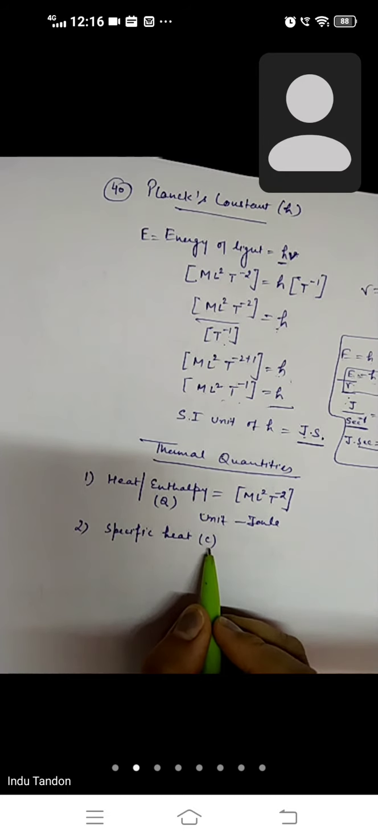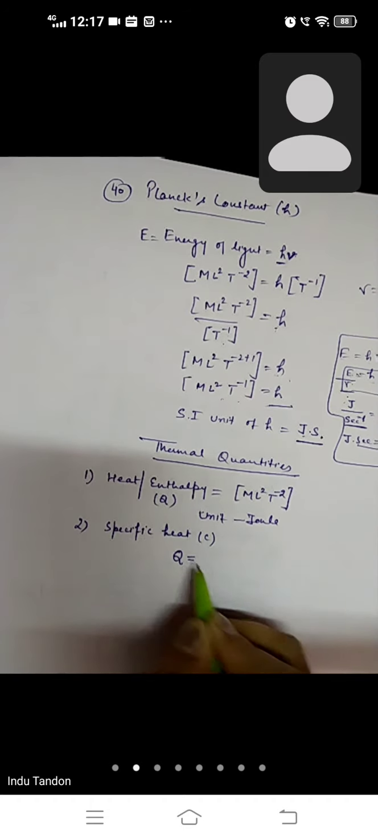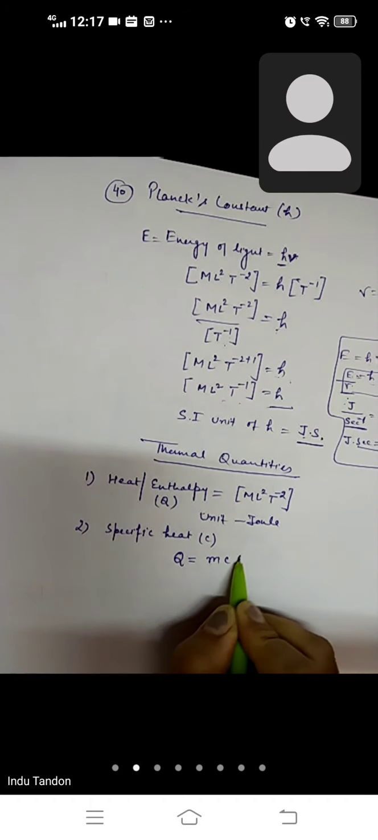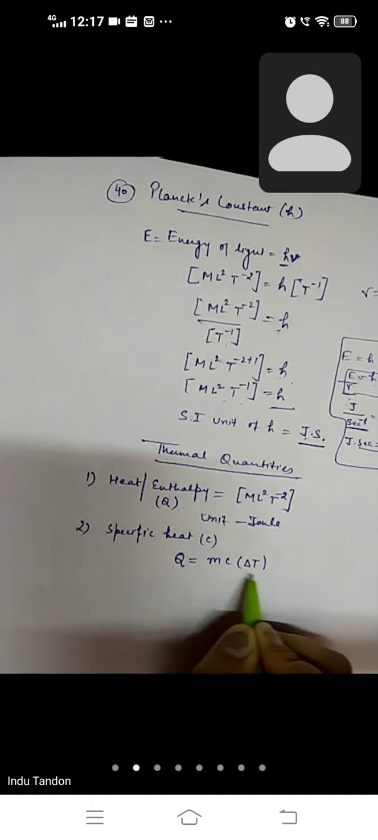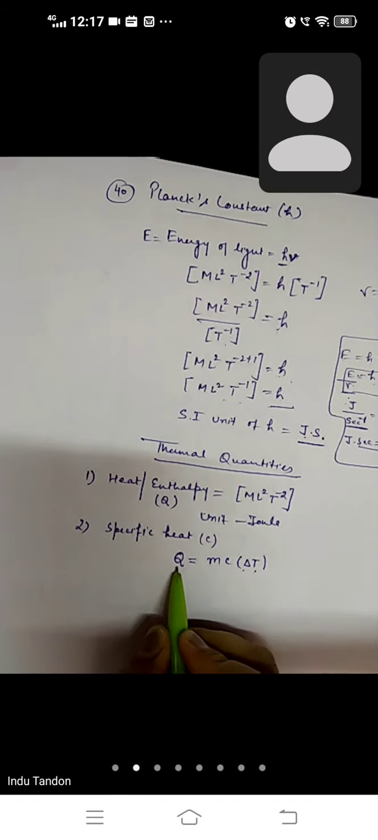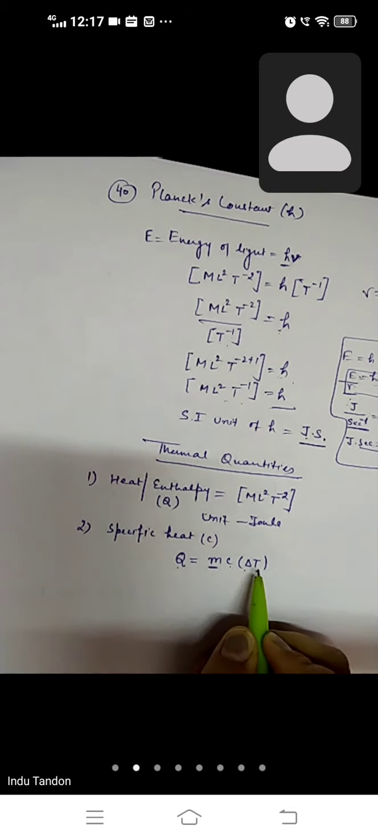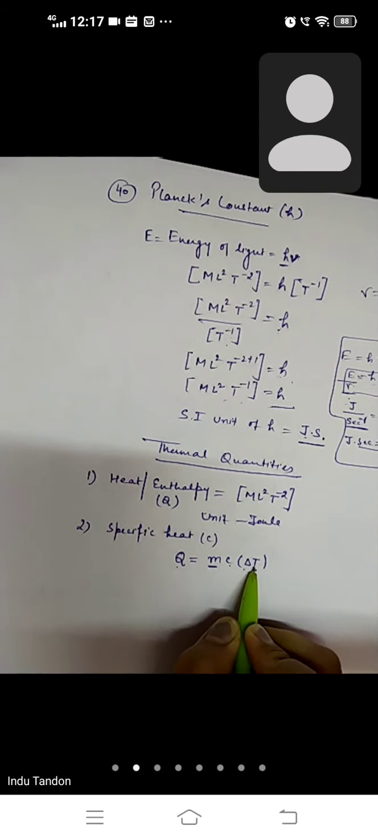Specific heat is represented by C. To find its dimension formula, we have to use this formula, Q = mc ΔT. What is this delta T? This is the change in temperature. Q is heat, m is mass, C is specific heat, and delta T is the change in temperature.